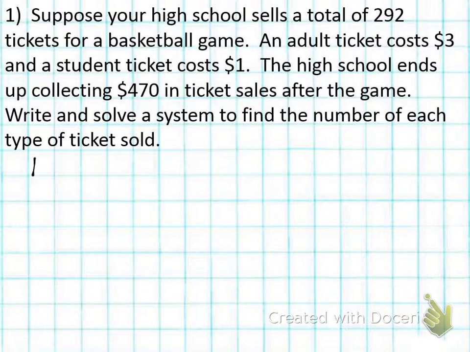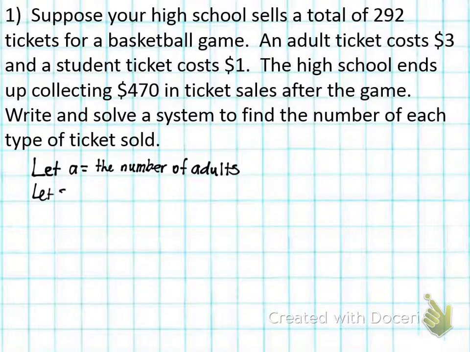Well, since adult starts with A, I'm going to use A as adults. So I'm going to make a sentence. I'm going to say let A equal to the number of adults. Okay, that's what I mean by define any variables. So if I used A for adults, what should I use for students? S. Okay, good. So do we always have to use X and Y? No. Okay, so A equals the number of adults, S equals the number of students. Okay, you follow me right now?